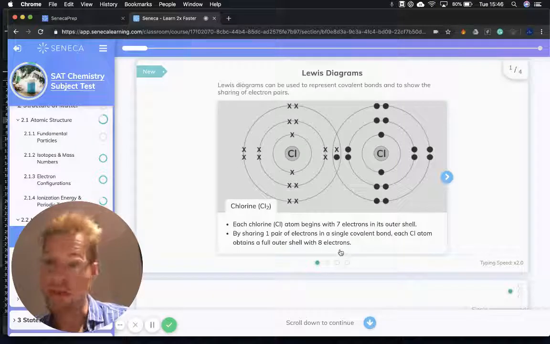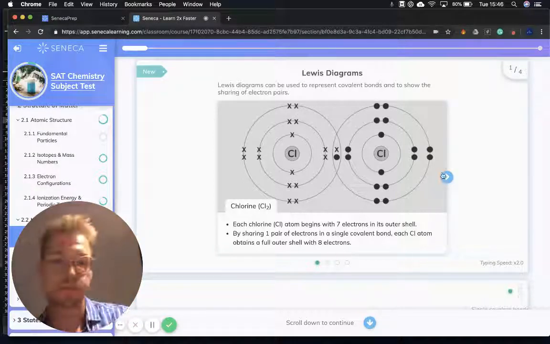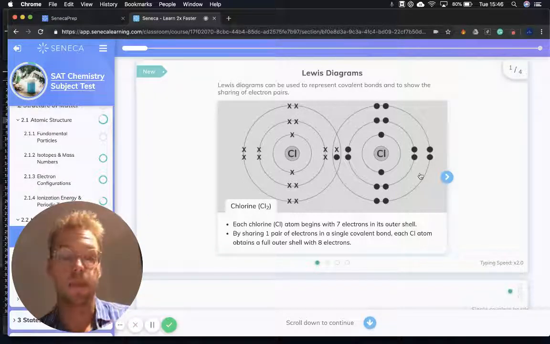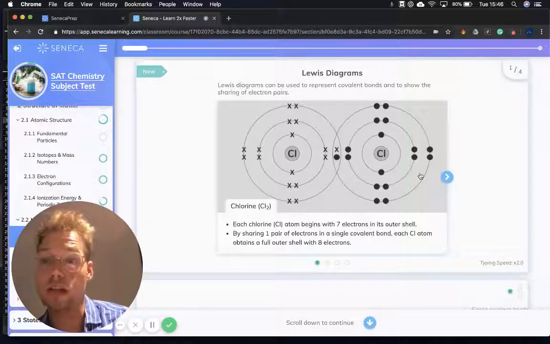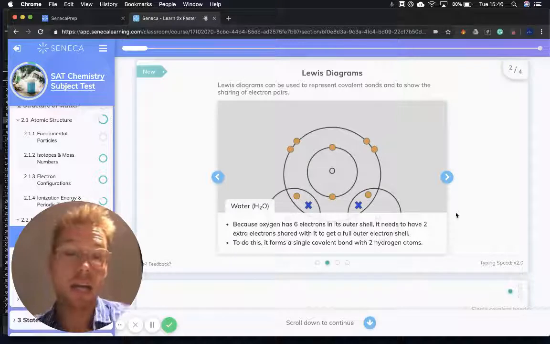So for chlorine to get that complete outer shell, it has to bond with one. It needs an extra electron. 7 plus 1 is 8. I'm not a mathematician, but I think that's right. So this is the octet rule. Atoms are going to bond together to fill that octet.